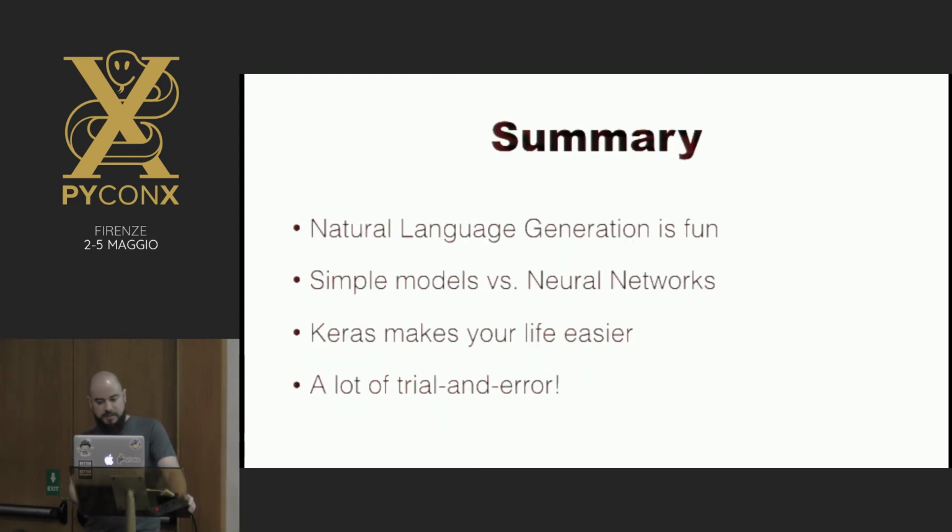Summary is a fun game. So generating random Shakespeare is not a real task, but there are potentially many applications. There's always a bit of discussion to have between dealing with simple models versus complex models. So the suggestion is start simple and then add complexity later. And if you're interested in neural networks, Keras is kind of the starting point, and it will make your life easy.